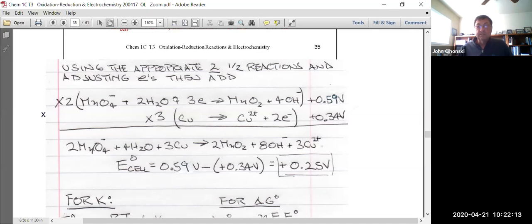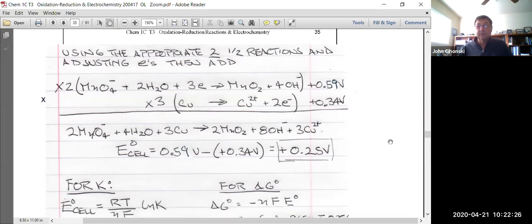And then we balance the electrons, multiplying the permanganate half by 2 and the copper by 3. That will give us 6 electrons, 6 electrons. That looks good. So then we can add everything up and we get the following: 2 permanganates, 4 waters, 3 copper, and then the products make sense. You know how to do that.